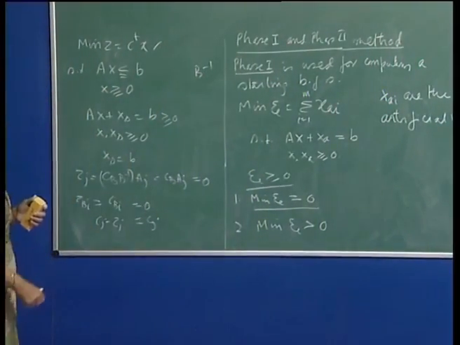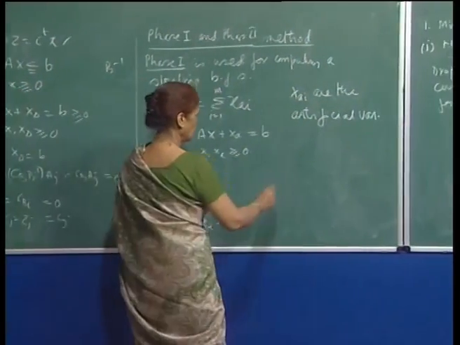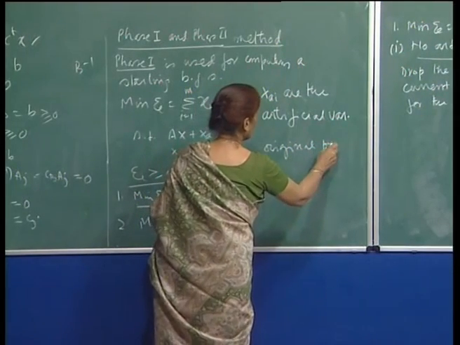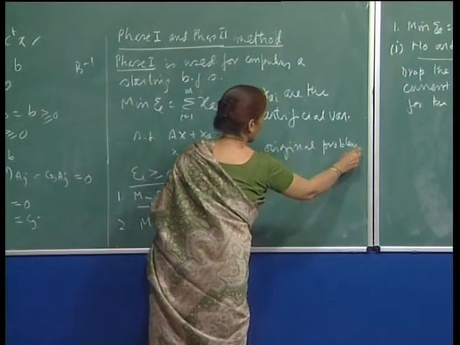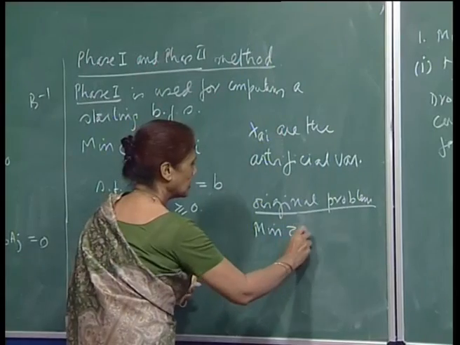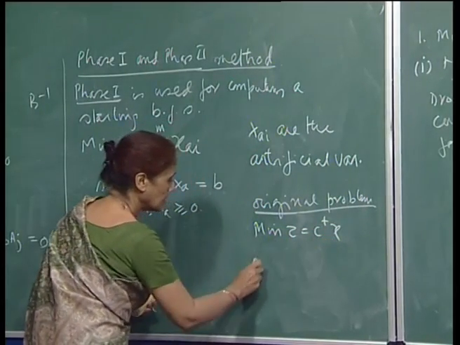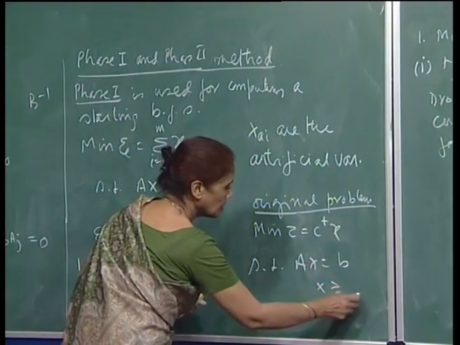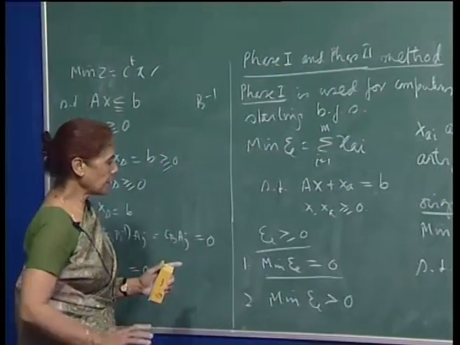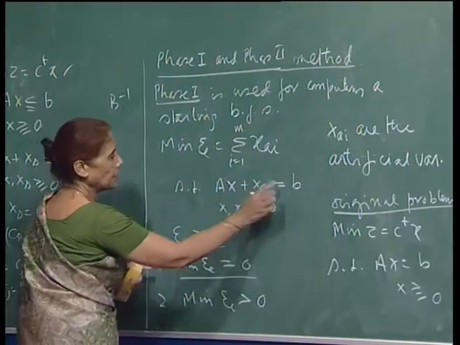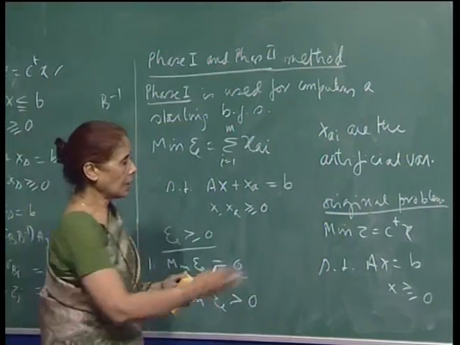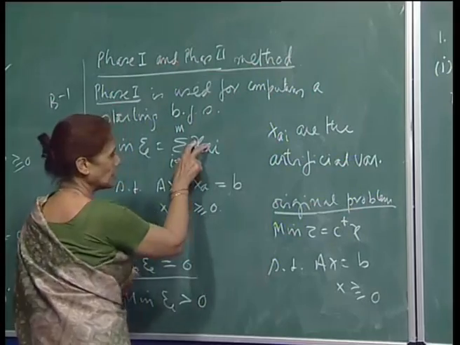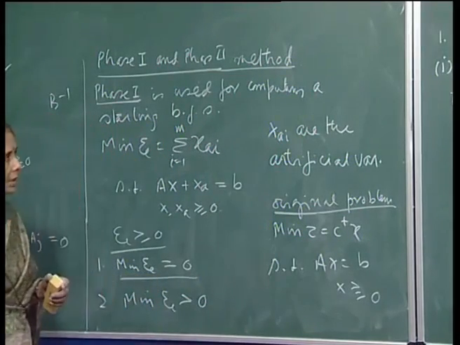So once I have a basic feasible solution, I can then switch to the original problem. Okay. Well, maybe I should state somewhere the original problem, I should have stated it. This is minimize Z equals C transpose X subject to AX equal to B. So once all your artificial variables are 0, I have a feasible solution for AX equal to B, and I can start with my simplex algorithm by replacing this objective function by the original objective function, right.